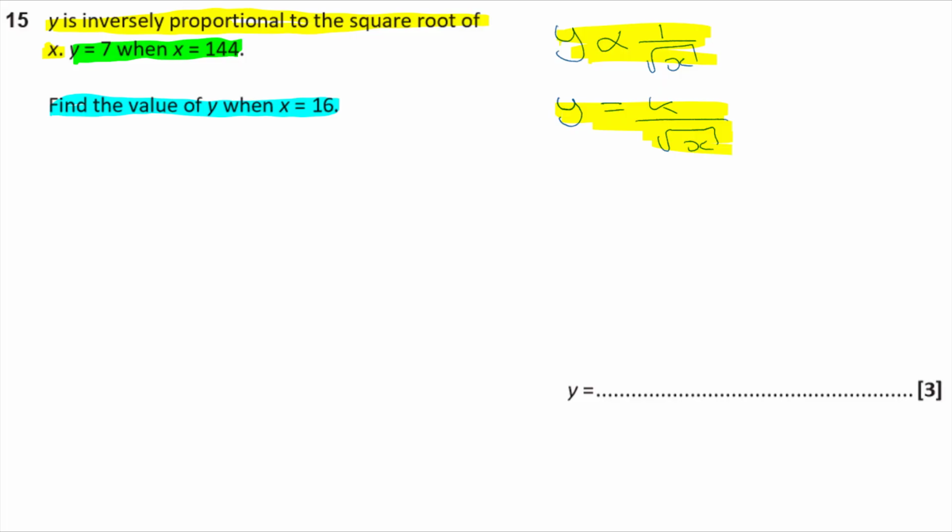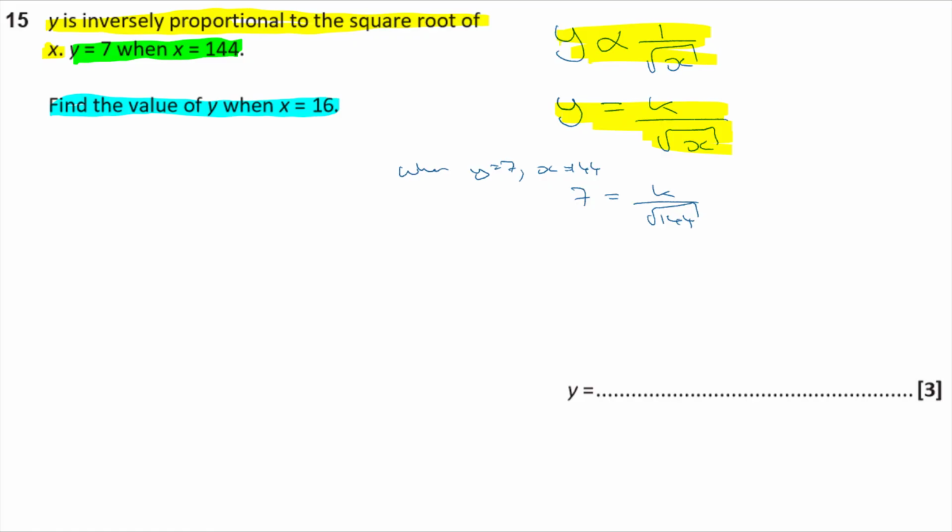Okay, once I get to that point, then I need my two values that go together to finish off the equation. So when y is equal to 7, x equals 144. So I've got two values now that I can plug into my expression, and then the only thing I won't know in it is k. So 7 is equal to k divided by the square root of 144. Plug in y is 7 and x is 144 in the right places. Then I just need to work out what that is and solve for k.